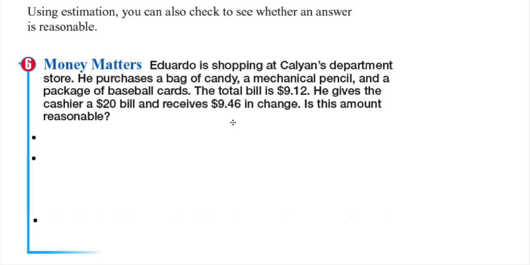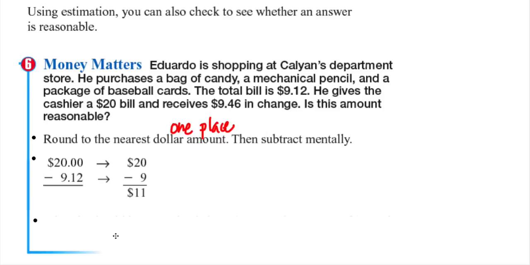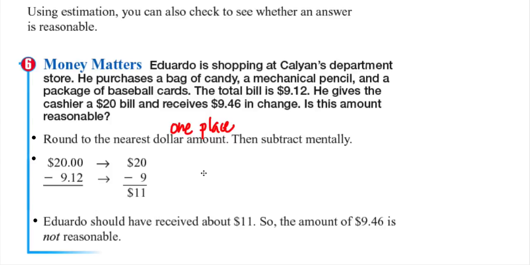Is this amount reasonable? So we estimate. Eduardo estimates and finds out if the change is reasonable or not. So we round to the nearest dollar amount. The nearest dollar amount is always the ones place. When you say the nearest dollar amount, we're talking about the ones place of money, and then subtract mentally. So $20 minus $9.12 rounds to 20 minus 9, which is around $11. If you look at $11 and $9.46, it's not close. So Eduardo should have received about $11 in change.